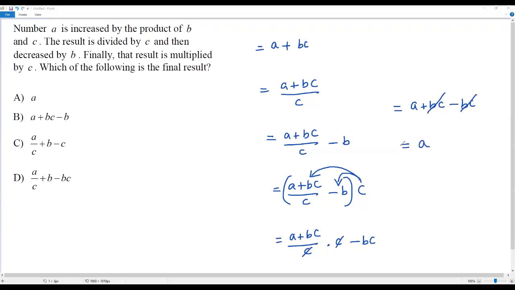I'm getting A. So when I do all the steps given in the question, the result I'm getting is A. So I find A in option A. So the correct answer choice for this question is option A.